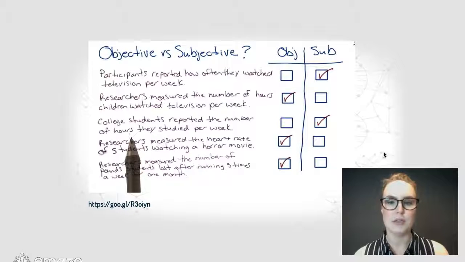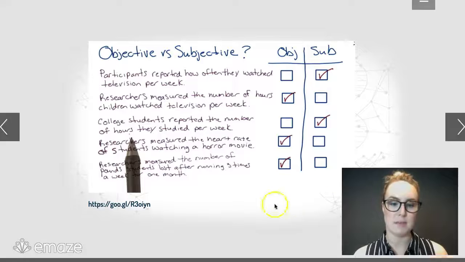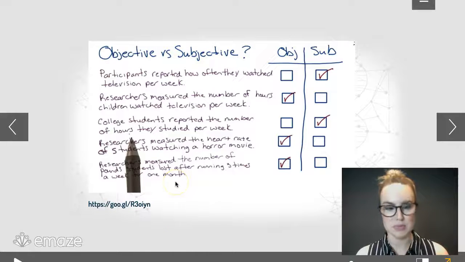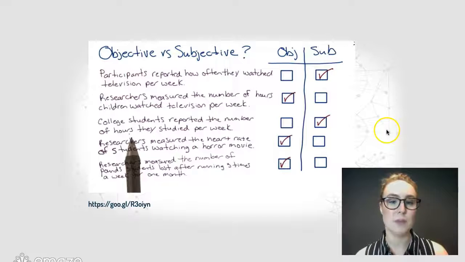Okay, so over here are some more examples, and if you would like to see a bit more detail talking about these, please follow this link down the bottom. But that first one here, so participants reported how often they watch television per week. This is subjective, right? It's based on their own response. Next one, researchers measured the number of hours children watch television per week. That is objective. So you have the same situation. One is subjective, one is objective. Okay, if you want to read this more, just press pause and have a browse through.